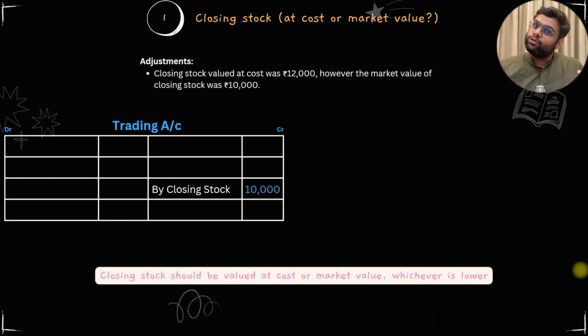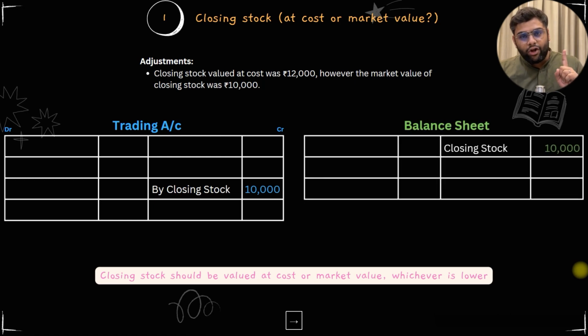Second effect, closing stock is also an asset. Therefore, in the balance sheet on the asset side, which is basically the right side, closing stock will appear at 10,000. Two effects, don't ever forget.